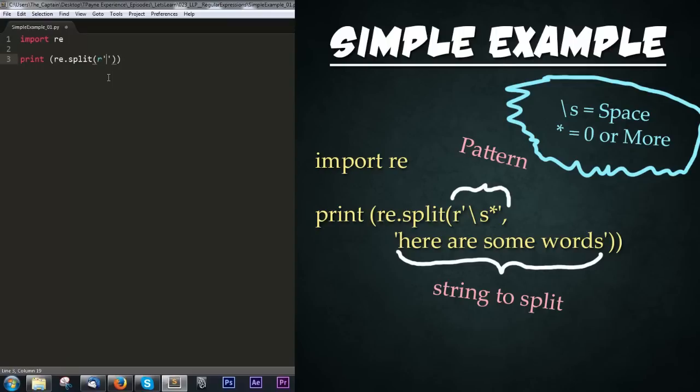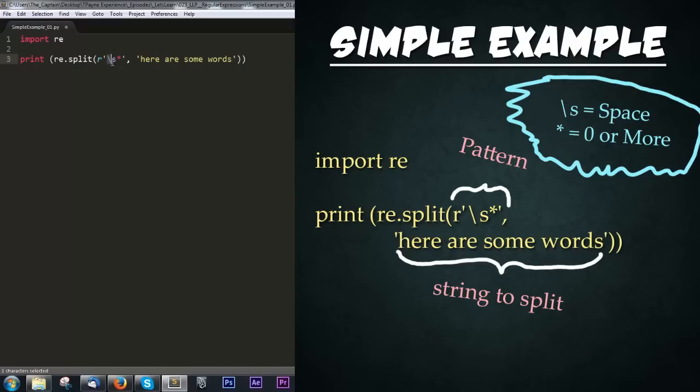So next we're going to type \s and then star. So this is our pattern that we're defining, and basically the way that we're going to be breaking up the words that come up next. So we're going to type in a comma, space, and then another set of quotations, and then we're just going to type, here are some words. And that's it.